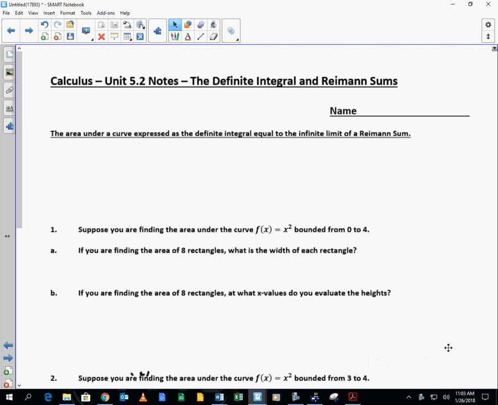We now move to 5.2. Okay, we just finished 5.1. What we want to do now is, instead of approximating the area, find the exact area. We're going to add up the area of an infinite number of rectangles today.